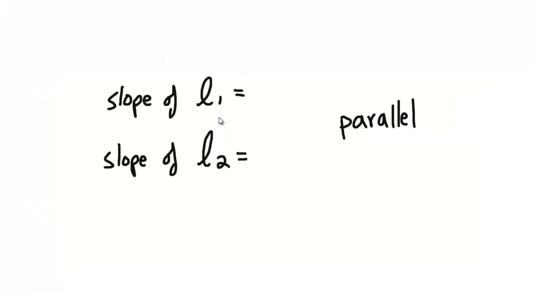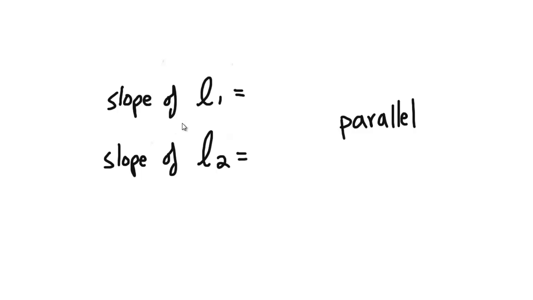Hello everyone. Let's start off by reviewing the slopes of parallel lines. Let's say we have two lines, L1 and L2, and let's say the slope of L1 is 3 and the slope of L2 is also 3. So if the two lines have the same slope, then we know that they are parallel to each other. Okay?